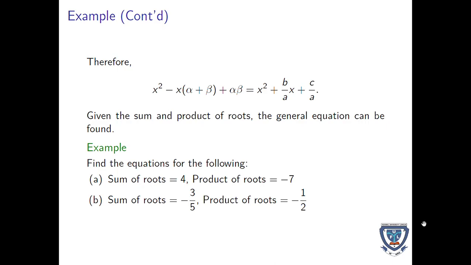Now we want to use this to find solutions to some problems. Example: find the equations for the following. A, the sum of roots is 4 while the product is minus 7. B, the sum of roots is minus 3 over 5 while the product of roots is minus 1 over 2.